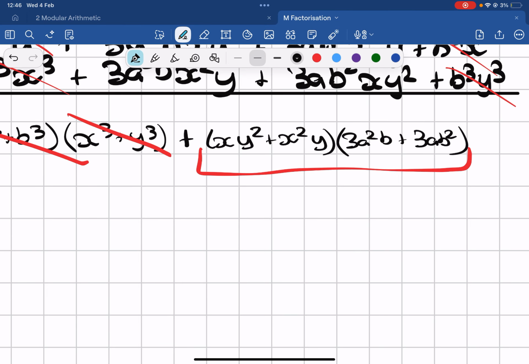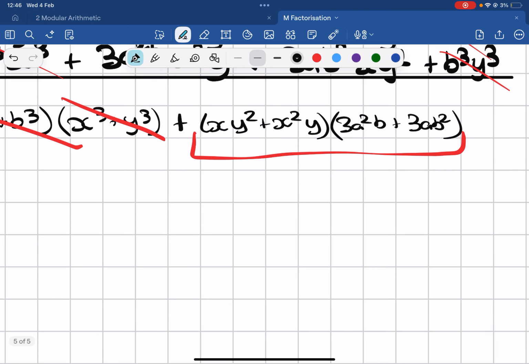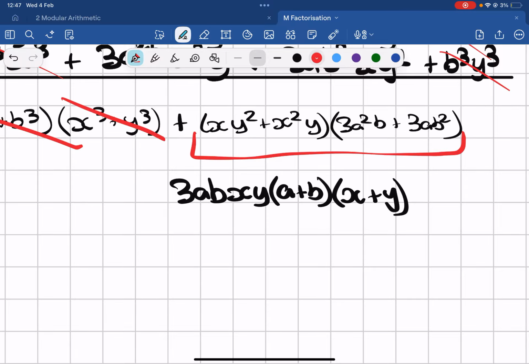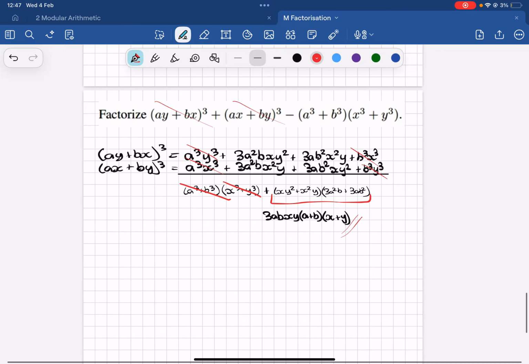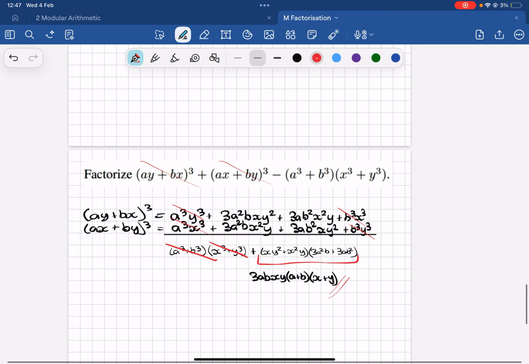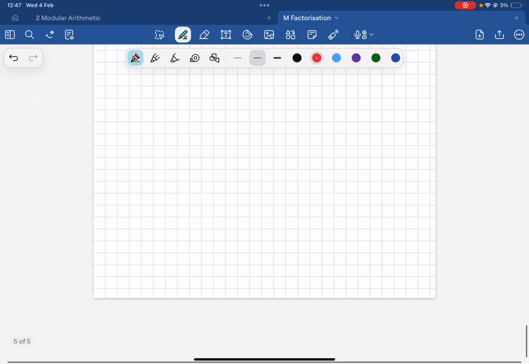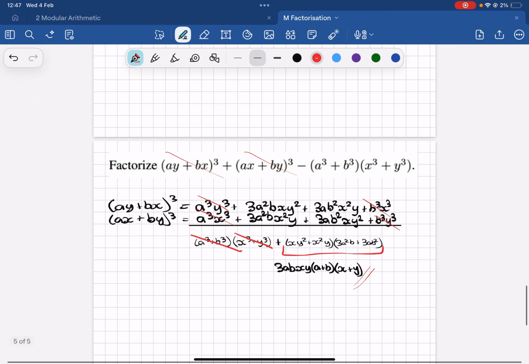Well, I believe we can factorize this further, so let's take out 3ab from this bracket, and from the first bracket xy. So the first bracket becomes x plus y, and this becomes a plus b. Let's write this in order: 3ab, xy, (x plus y), (a plus b), and voila, we've got a pretty neat factorization that looks much simpler than what it was before. So good job to me, I guess.